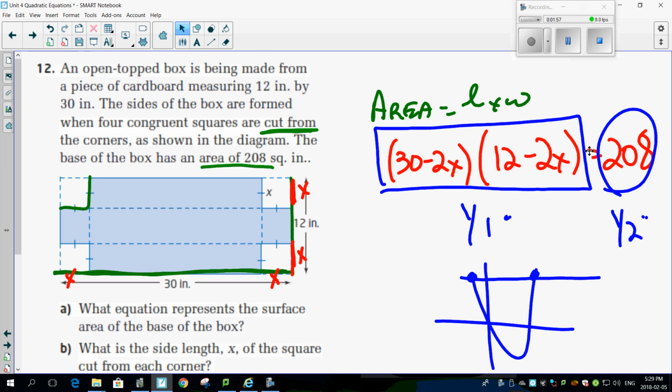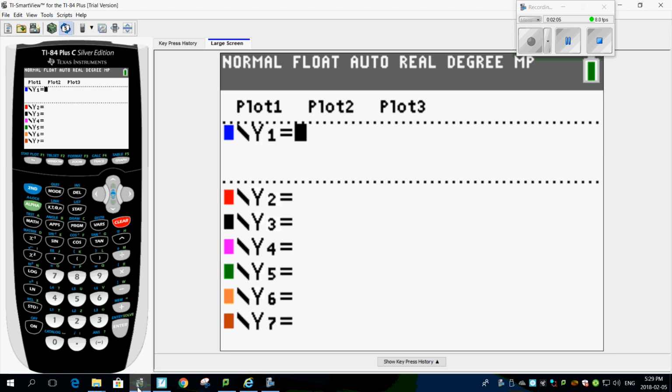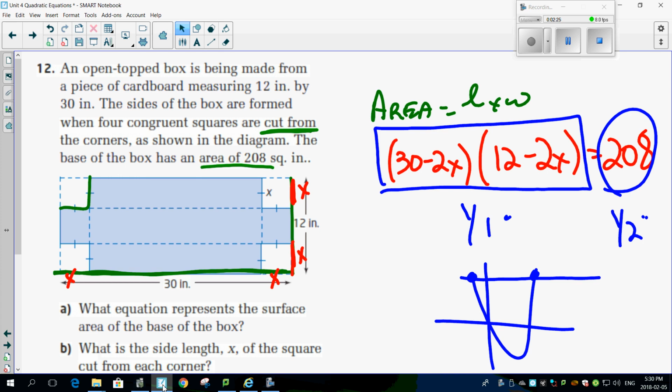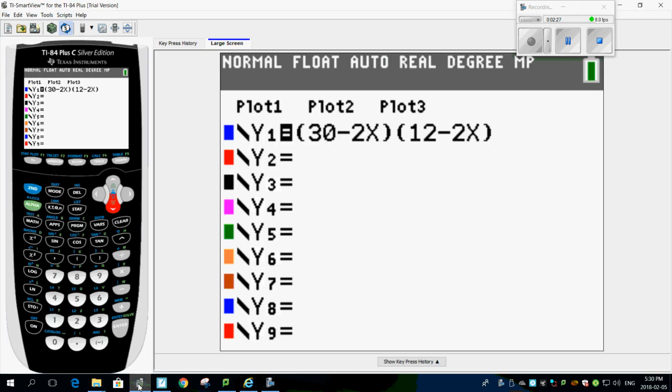Okay, so here we go. The first thing I'm going to do is put these two equations into my calculator: 30 minus 2x, 12 minus 2x. So here we go. Bracket 30 minus 2x, bracket 12 minus 2x, bracket. Okay, so there it is. And then I'm going to put my next part, which is what the area equals. The area equals 208. So I'm going to put 208 here.